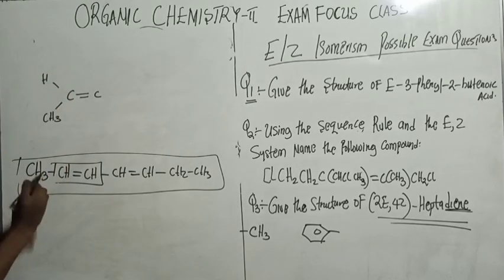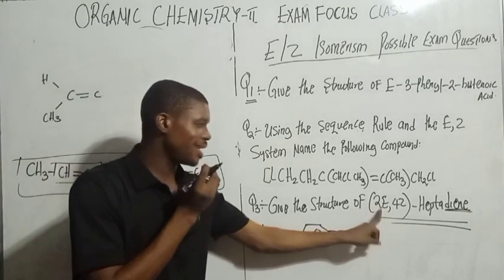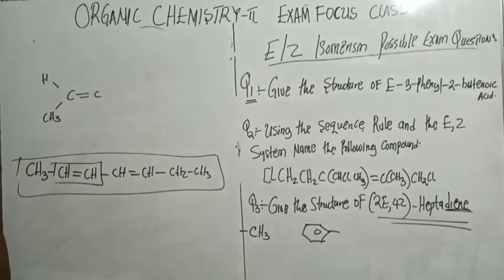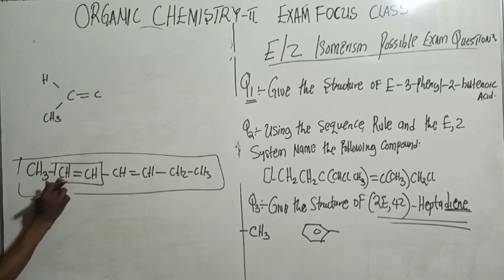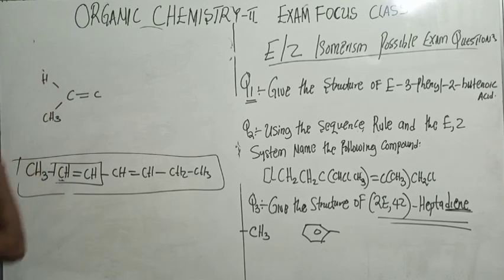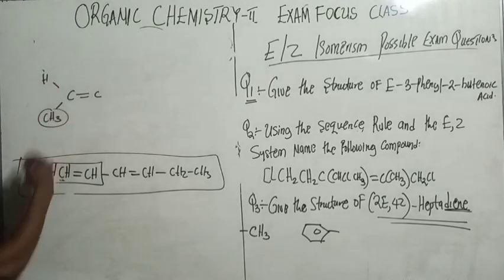So please follow closely here. Because we are talking about E, it means that they must be on the opposite side. If you check very well, this carbon here, I'm done with that one. So this one has a methyl and a hydrogen, right? These two here. Now this one has the highest priority.